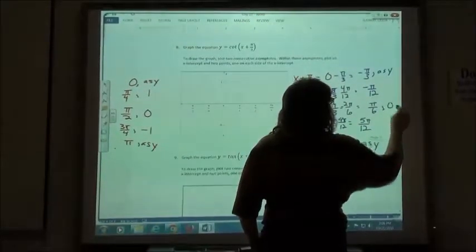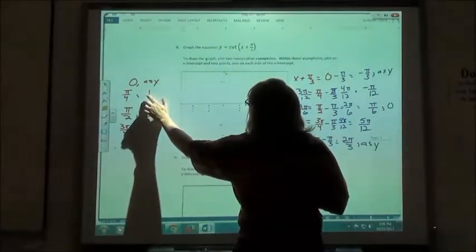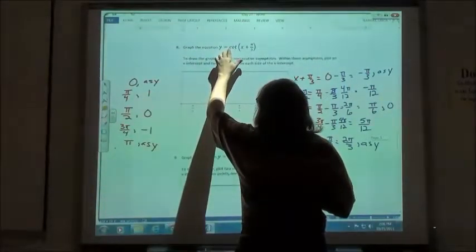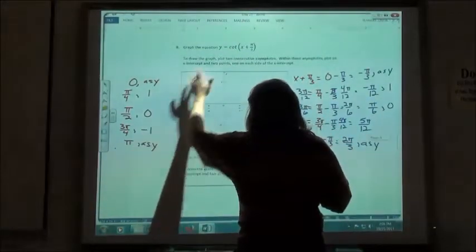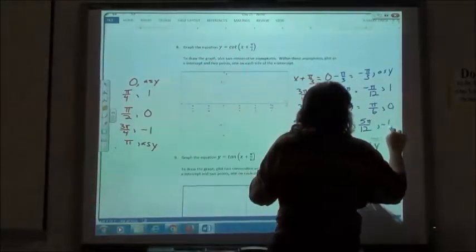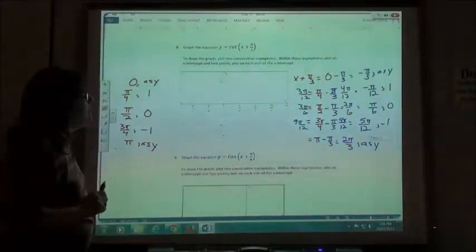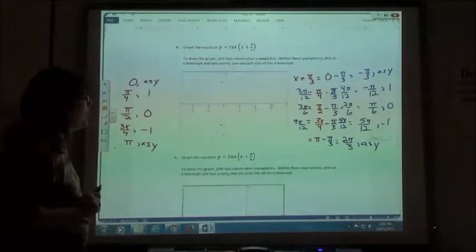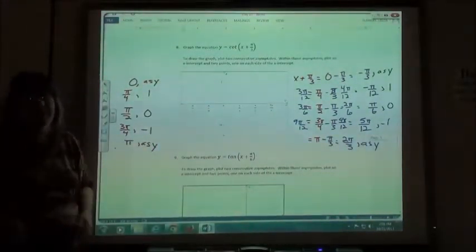Middle one's going to be 0. For my cotangent curve, I'm going to take 1 times my amplitude, which is 1 in this case, gives me 1. Negative 1 times my amplitude is going to give me negative 1 there. So my asymptotes are at negative pi over 3 and 2 pi over 3. Well, you'll notice I don't have any over 3s. I've got to figure out what units I'm in.